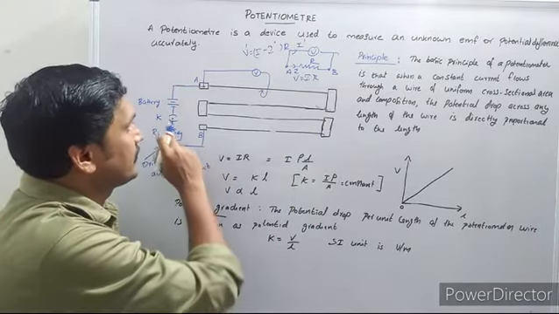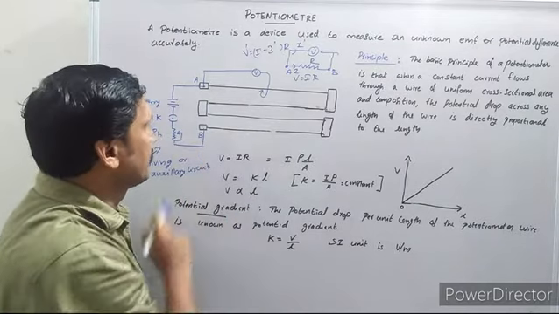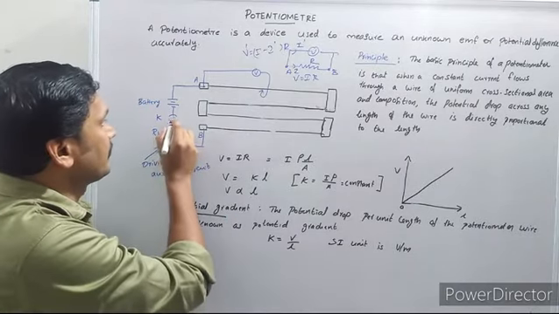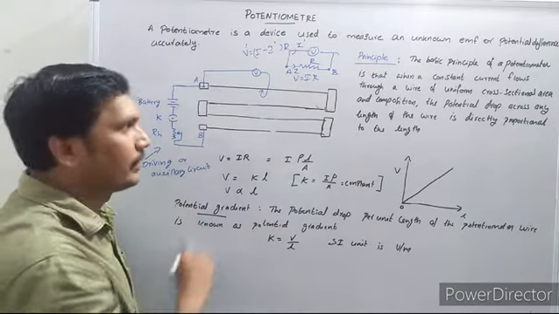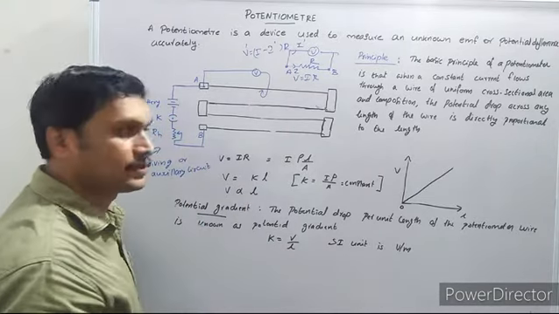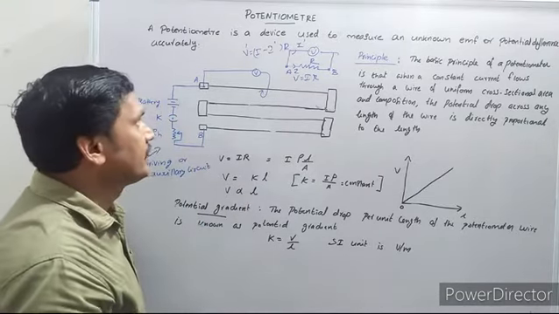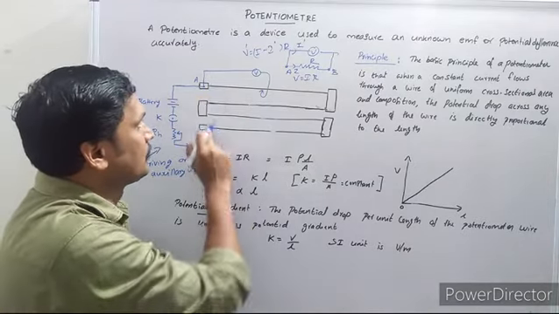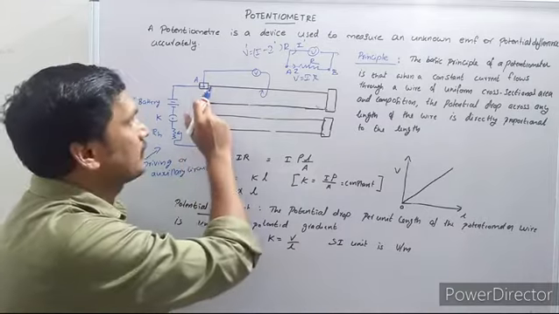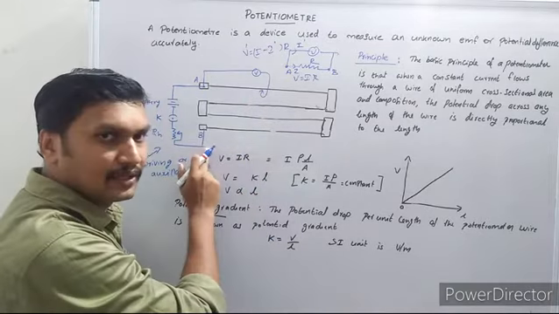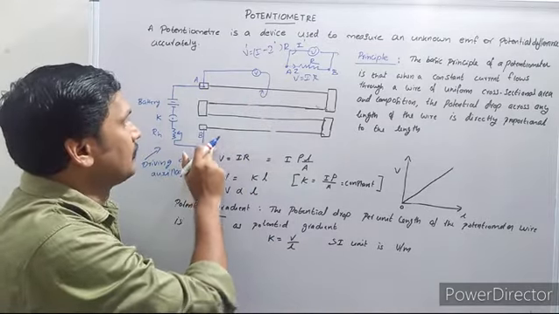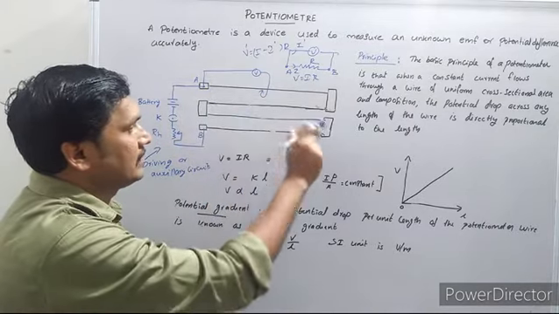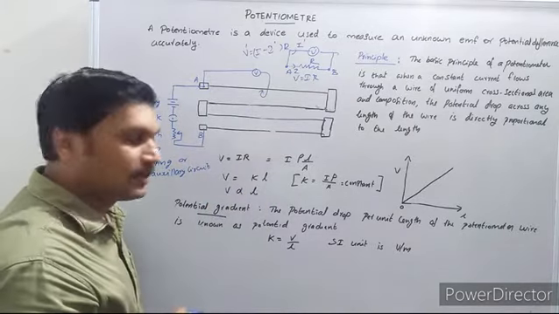Now suppose we send a constant current through this potentiometer wire by closing the key. A constant current now flows through the wire. So we can say potential is applied between the two points A and B, and the potential falls from A to B. When you move from A to B, the potential increases.